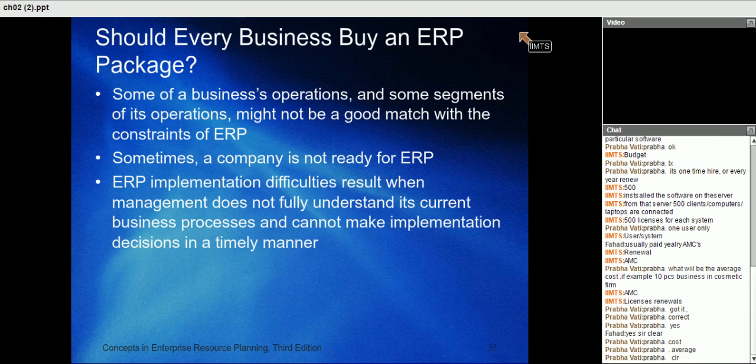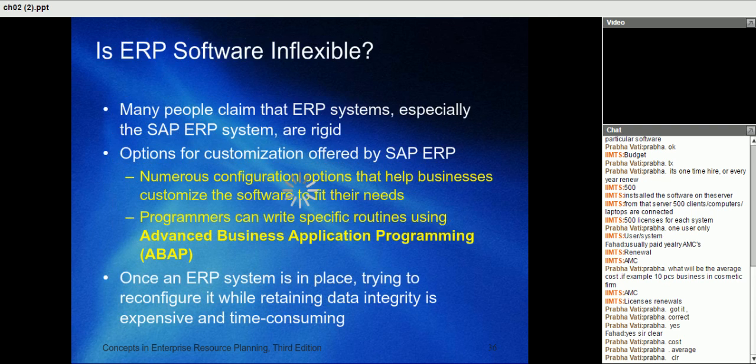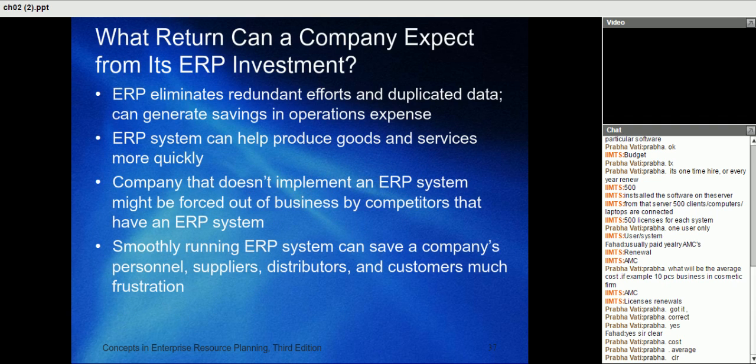Okay. Some business operations and some segments of operations might not be a good match within the constraints of ERP. So sometimes a company is not ready for ERP implementation difficulties. I'll not be getting deep into that. So nothing more into that.